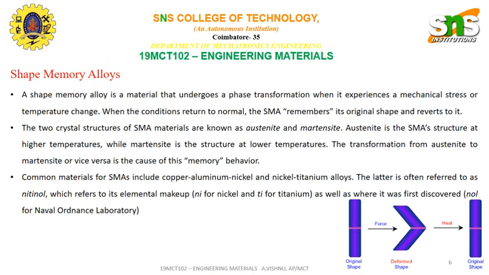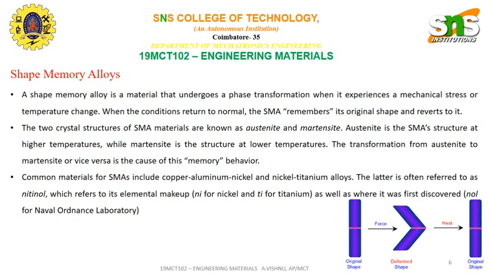Shape memory alloy. Shape memory alloy is a material that undergoes a phase transformation when it experiences a mechanical stress or temperature change. When the condition returns to normal, the shape memory alloy remembers its original shape and reverts to it. The two crystal structures of SMA material are known as austenite and martensite. Austenite is the SMA structure at high temperature, while martensite is the structure at low temperature. The transformation from austenite to martensite or vice versa is the cause of this memory behavior.